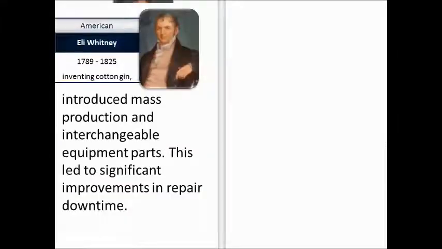Start with Eli Whitney, who invented the cotton gin. He introduced mass production and interchangeable parts, and this led to significant improvement after doing piece per piece.